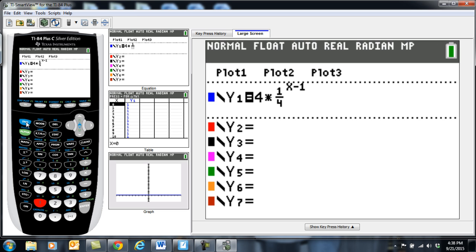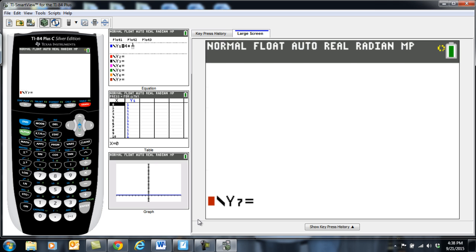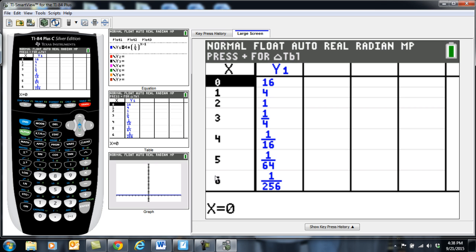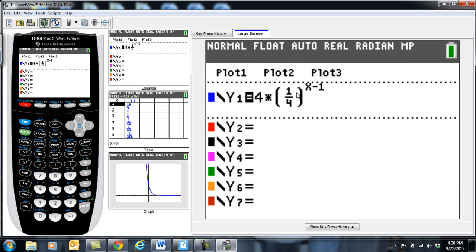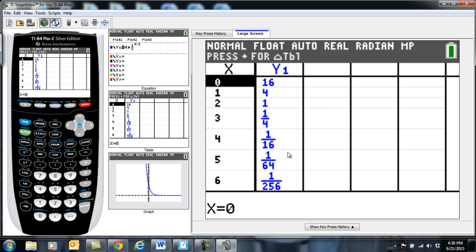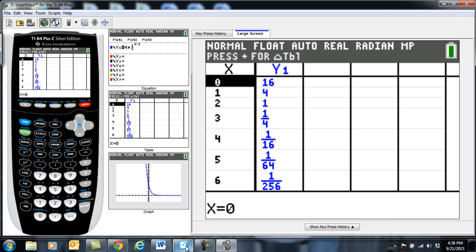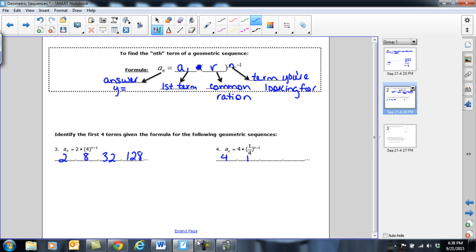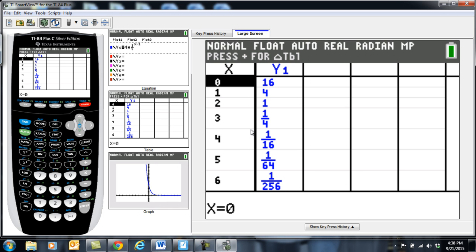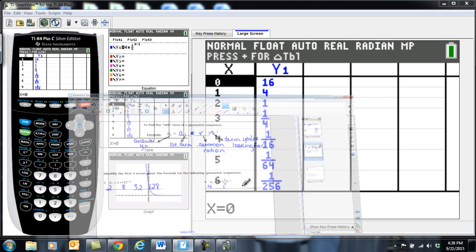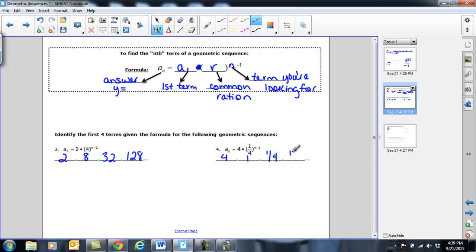And we'll go back to our table again, second, and graph. And we'll list our numbers. Okay? If you don't use the fraction in your equation, if you put 0.25 to the x minus 1, then your table is going to have decimals. Mine has fractions because I used the fraction. So the first term, which we should know from looking at our formula, is 4. The next term is 1. The next term is 1/4, and then the one after that is 1/16. So that's how we use our calculator to fill that in.